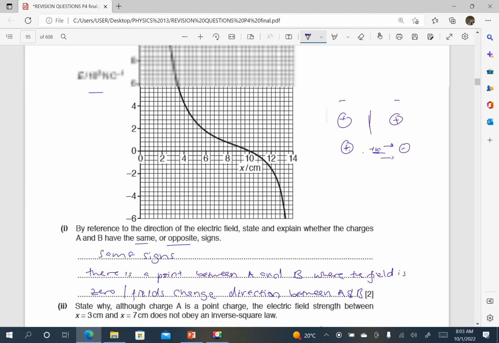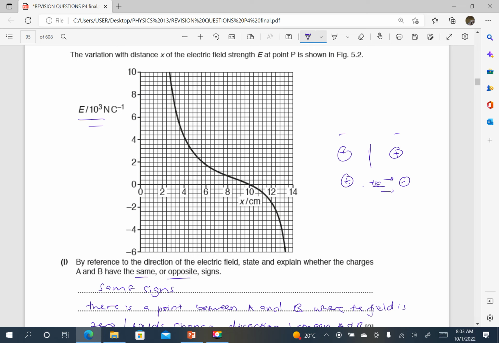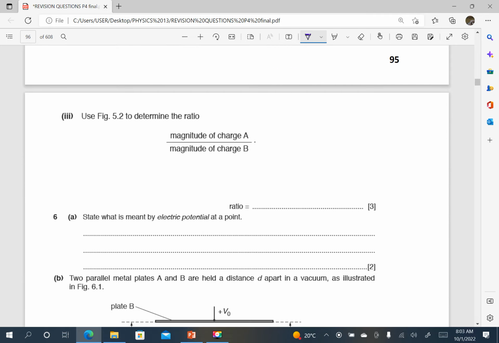Magnitude of charge A over magnitude of charge B. We can use the surface, or we can even use the point where they meet at x equals 10 centimeters. I think that is the easiest. At x equals 10 centimeters, the resultant field is 0. So we know that E is equal to charge over 4 pi epsilon naught x squared. And at x equals 10 centimeters, E becomes 0, which means E due to A is the same as E due to B.